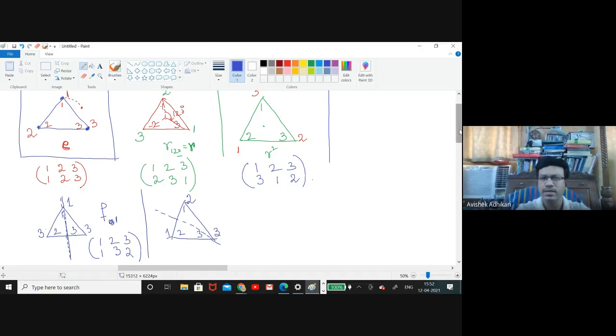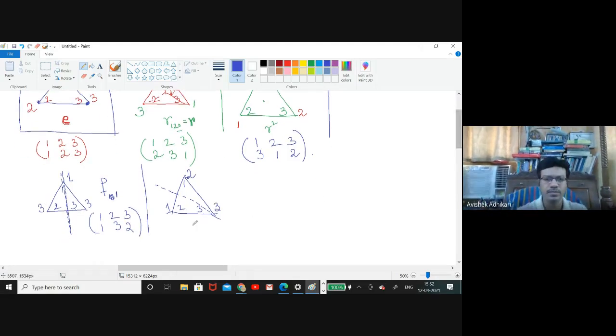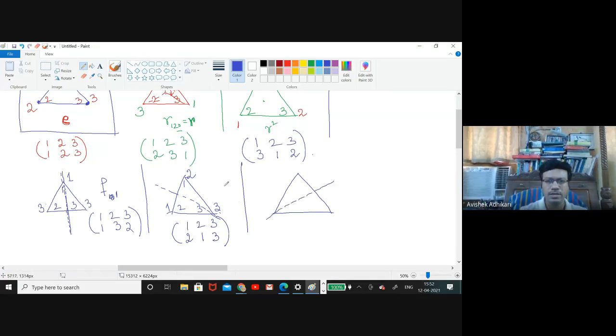So as a result, I can write it like this: 1, 2, 3. Here 1 goes to 2, 2 goes to 1, and 3 remains the same, right? 3 goes to 3. Now this can also be done with this. Okay, and I call this F2, and I call this F3. And initially it was 1, 2, 3, and after rotation 2 remains the same, and here 1 will come and 3 will come here.